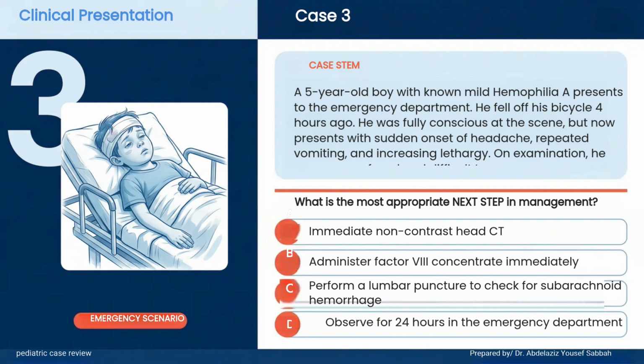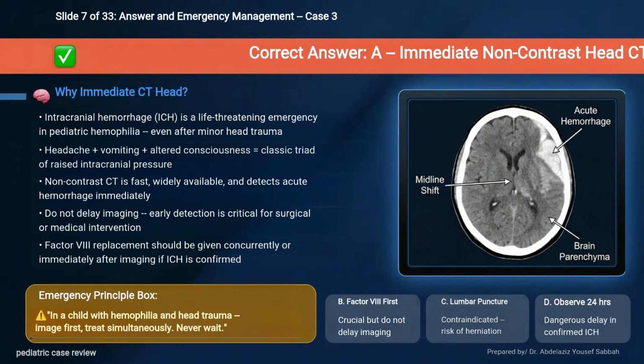Option A. Immediate non-contrast head computed tomography. Option B. Administer factor VIII concentrate immediately. Option C. Perform a lumbar puncture to check for subarachnoid hemorrhage. Option D. Observe for 24 hours in the emergency department. The correct answer is option A. Immediate non-contrast head computed tomography.